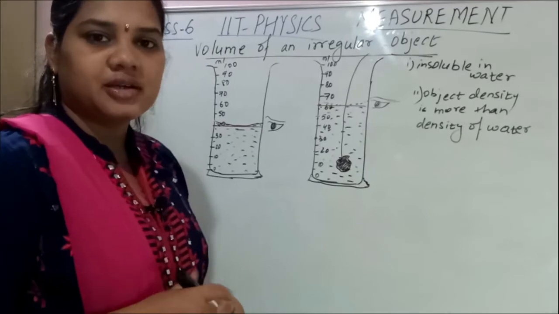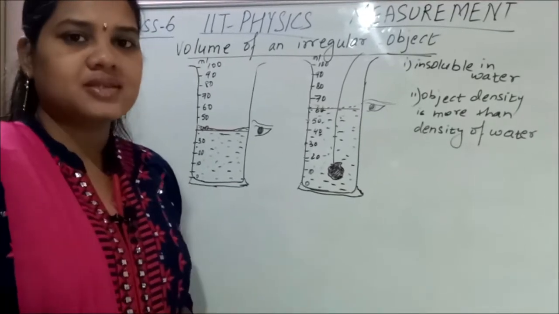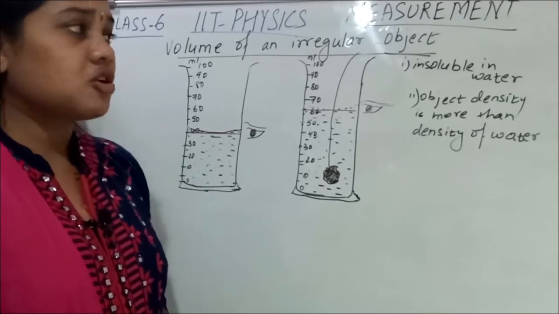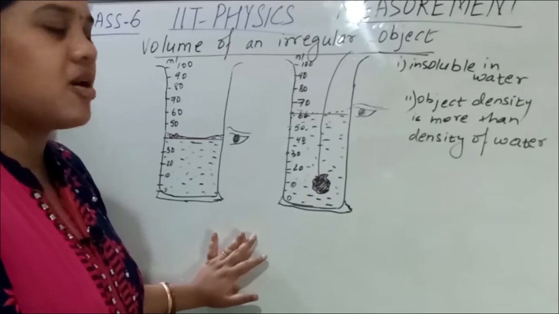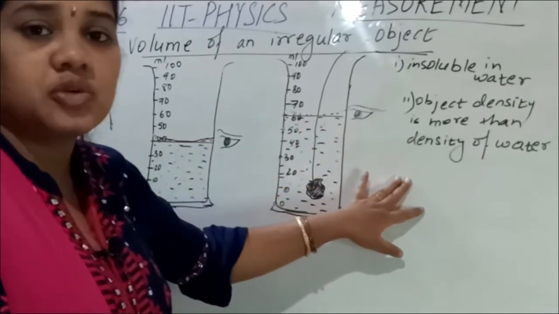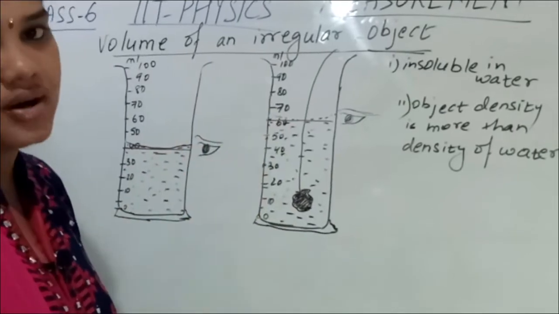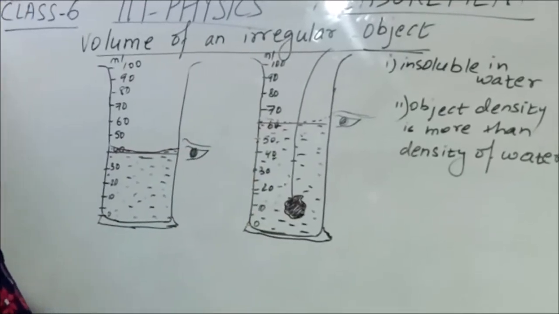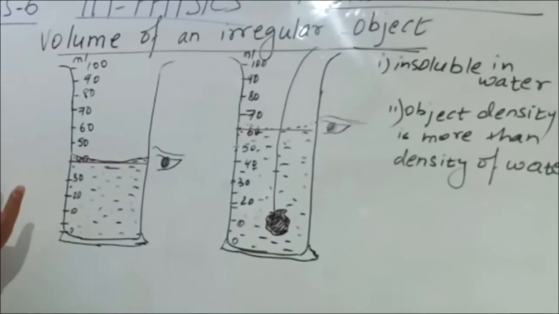Second, its density should be more than the density of water, then only it will sink in water. Clear? For that kind of object, we can find out its volume by using a measuring cylinder.